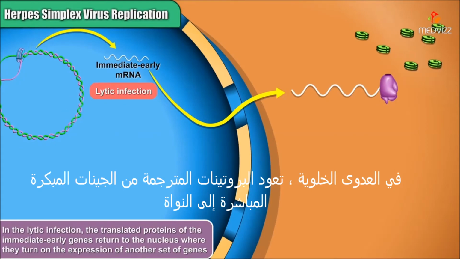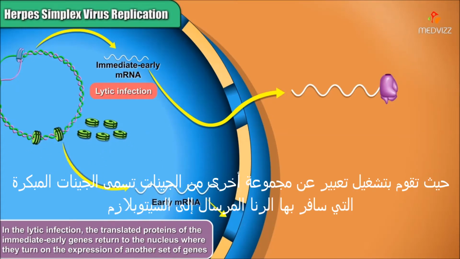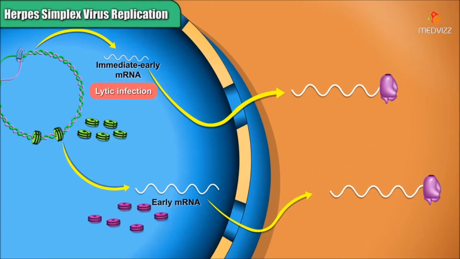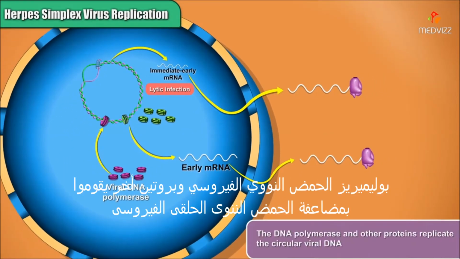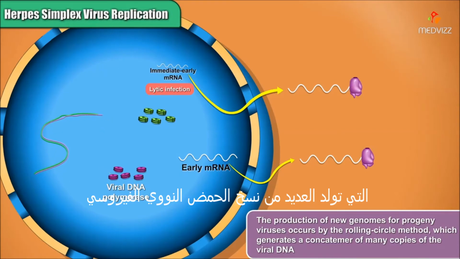In the lytic infection, the translated proteins of the immediate early genes return to the nucleus, where they turn on the expression of another set of genes called early genes. The mRNAs travel to the cytoplasm, where ribosomes translate them into proteins. These early proteins include a viral DNA polymerase. The DNA polymerase and other proteins replicate the circular viral DNA. The production of new genomes for progeny viruses occurs by the rolling circle method, which generates a concatemer of many copies of the viral DNA.